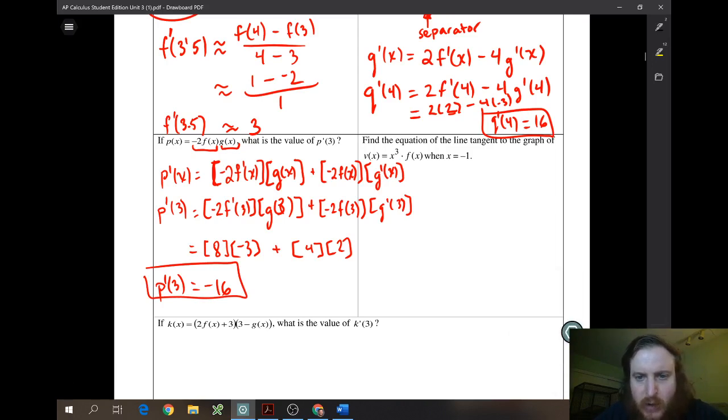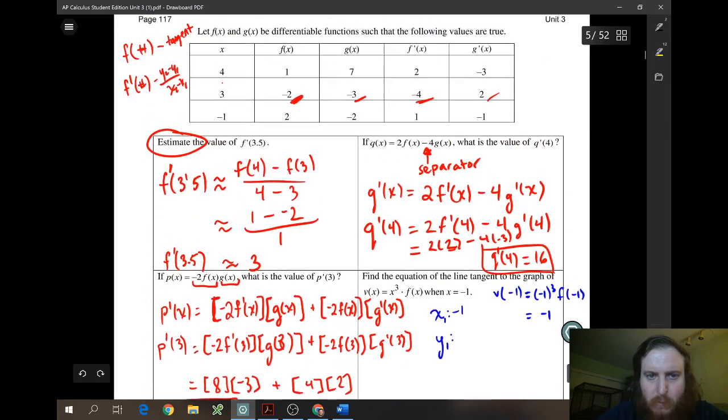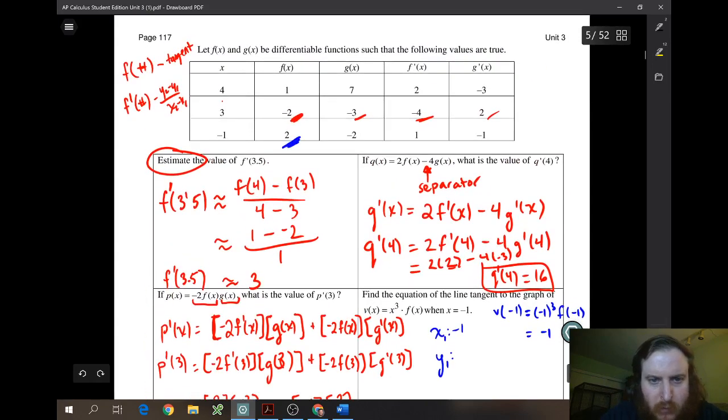So this last one is to find the equation of our tangent line. So x1 is going to be negative 1. For y1, we're going to plug that into the original. So we're going to do v of negative 1 is negative 1 cubed times f of negative 1. Negative 1 cubed is negative 1. And f of negative 1 is 2.